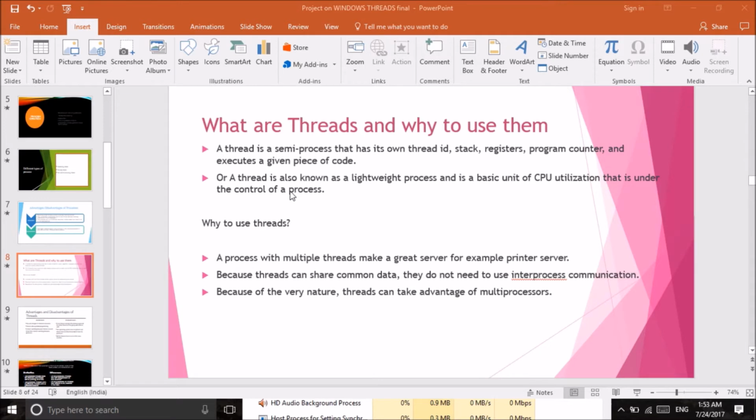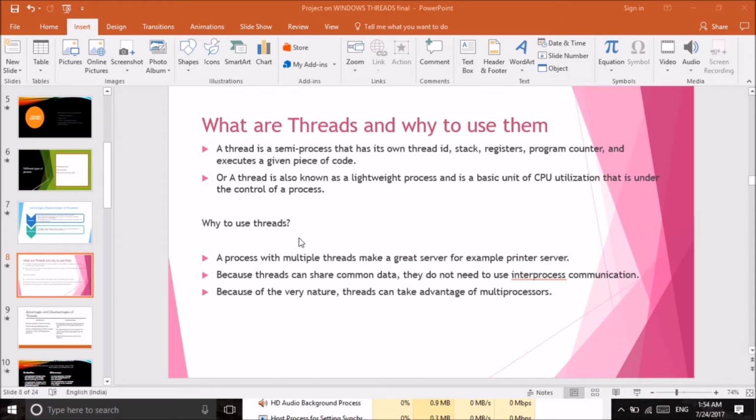What are threads and why use them? Coming to threads, a thread can be defined as a semi-process that has its own thread ID. Thread ID is used to uniquely identify a thread. Stack, which is used for memory purposes, and program counter, which is used to point to a particular location and execute a given piece of code. The other definition is that a thread is a lightweight process and is a basic unit of CPU utilization that is under the control of a process.